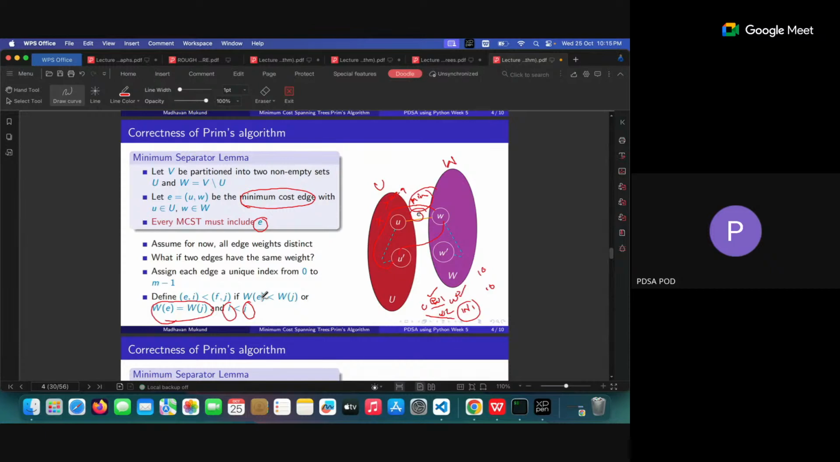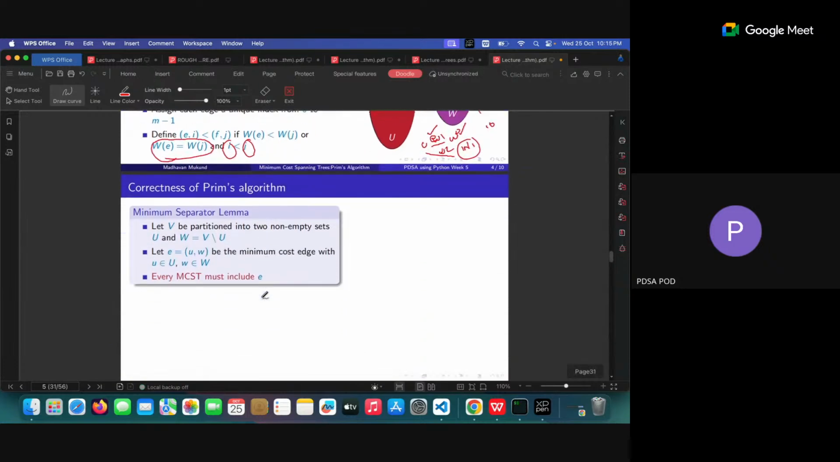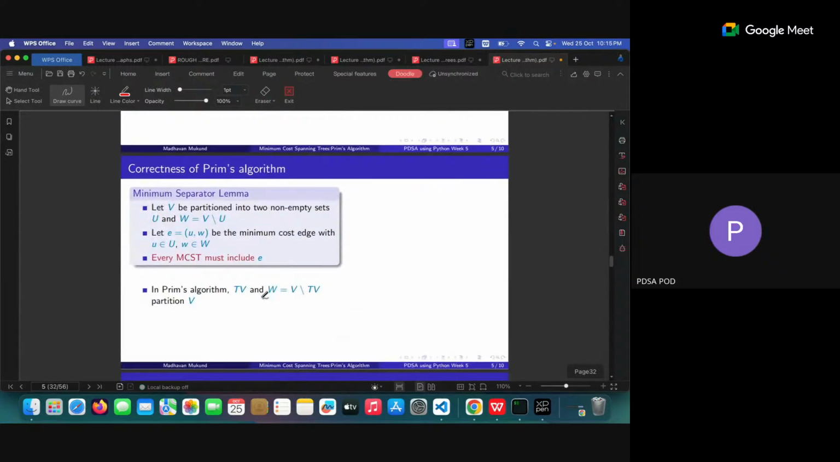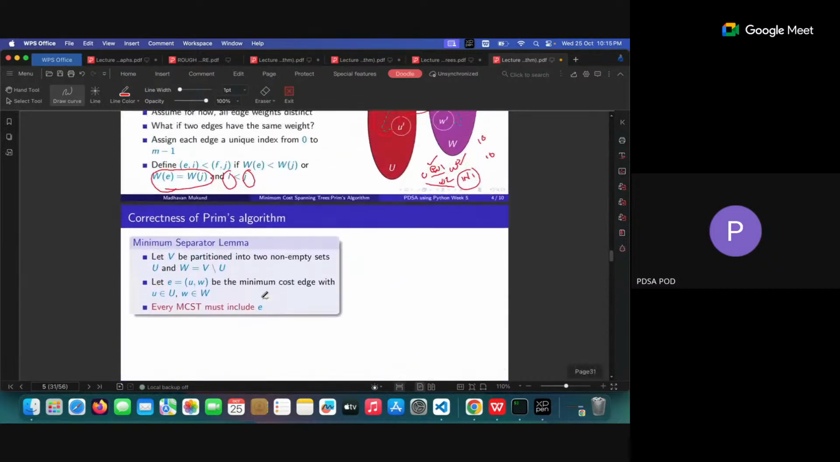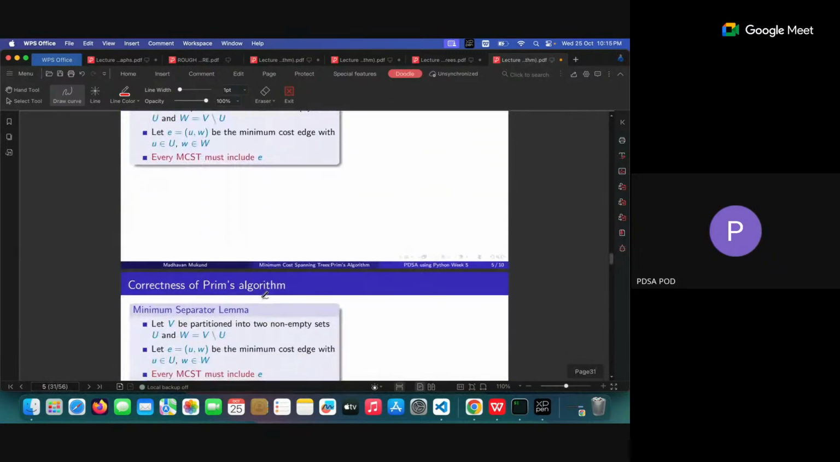We can call that the minimum separator lemma. Minimum separator, in the sense that the complete graph's vertices are divided into two sets, U and W. And then we keep going. The same thing is repeated. Yeah, 30 we have seen, no? This is 30. Same thing we are repeating.